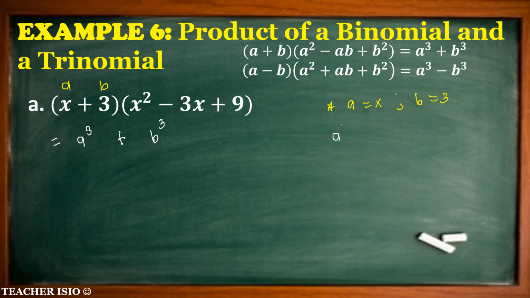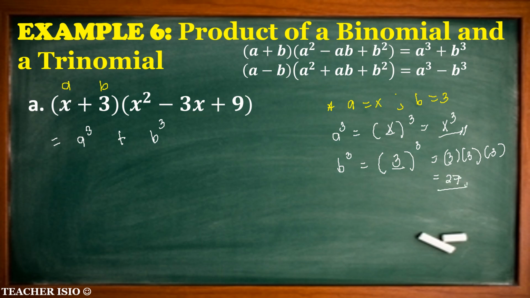So, what is the value of A cube? So, we have blank cube. So, our A is x. So, x raised to 3, we have x cube. And then, we have B cube. So, our B is 3. So, 3 raised to 3, ibig sabihin 3 times 3 times 3. So, 3 times 3, we have 9 times 3, we have 27. Therefore, the product of this, we have x cubed plus 27.